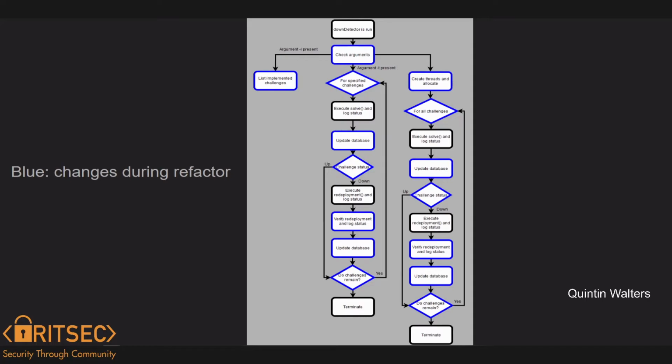During this execution path, if the -l flag is present when down detector is run, it will list the implemented challenges and then terminate. If the -t flag is present, it will go through the specified challenges after the -t flag, and it will execute the solve function for that challenge and log the status for it, update the database that the web server uses, and then if the challenge is up, it will move on. If there's any challenges remaining, it will loop again or terminate.